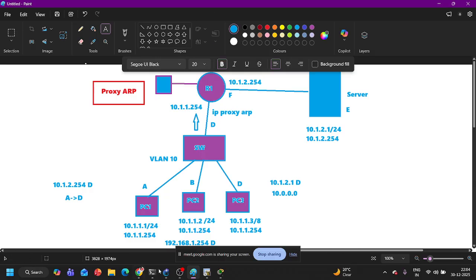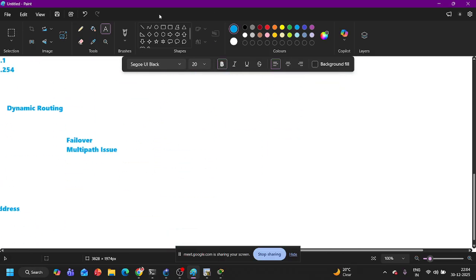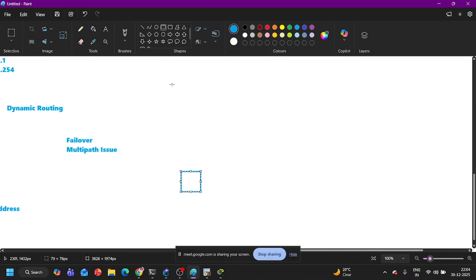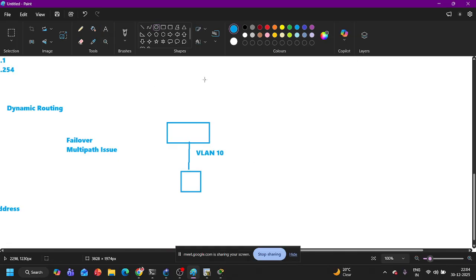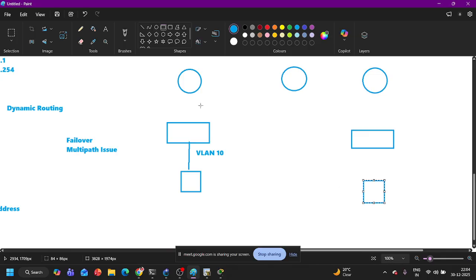I'm expecting you guys already know that. Like, if there is a whole scenario, let's suppose, PC, and here is a switch. This PC is in VLAN 10. Okay, here is router 1, router 2, router 3, another switch, PC.